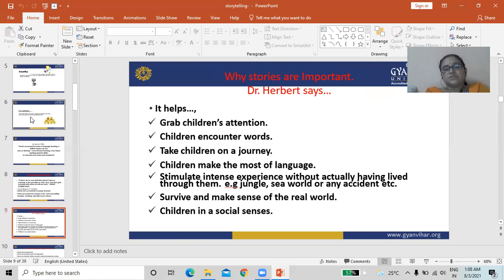Storytelling helps us grab children's attention, especially in primary and pre-primary school. It is very difficult to grab the attention of the students, so the teacher can use the story method to grab the children's attention. Children encounter words. Take children on a journey. Whenever you use the storytelling method, you are taking your children on the journey of the story.